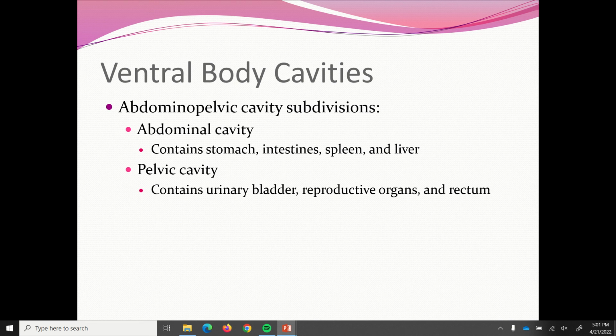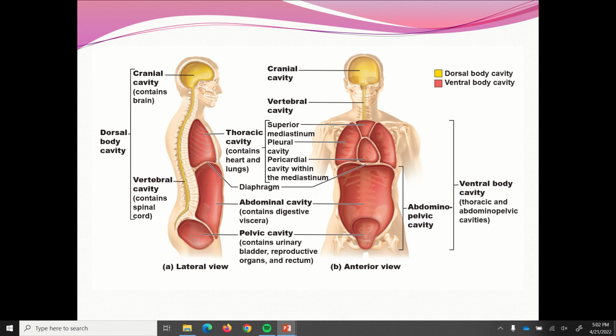The abdominal cavity is surrounded by the peritoneum membrane and contains the stomach, intestines, spleen, and liver. The pelvic cavity contains the urinary bladder, reproductive organs, and rectum. Generally, these are grouped together into the abdominopelvic cavity because they overlap. The muscle that separates the thoracic cavity from the abdominopelvic cavity is the diaphragm. And the diaphragm is one of the major breathing muscles.